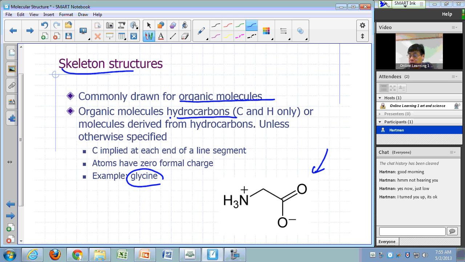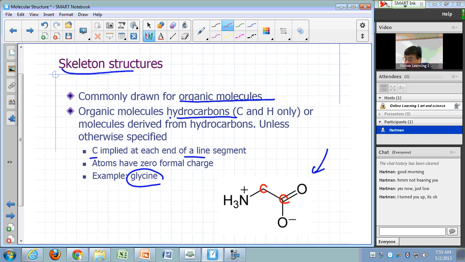unless otherwise specified, when you see a line segment, at the end of each of those line segments there's a carbon atom implied. So this corner right here implies that there's a carbon atom there. So I'm just going to draw a carbon atom here. I'm going to write C. This right here, the intersection of line segments, is another carbon atom right there.